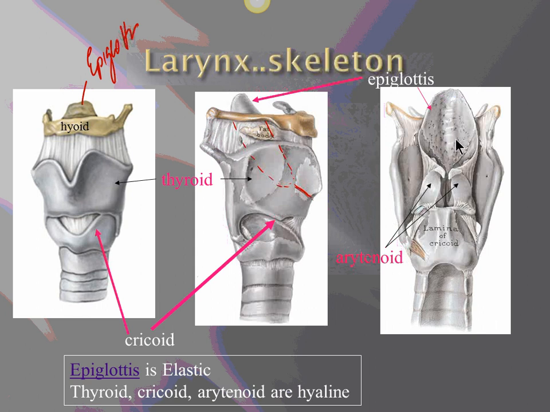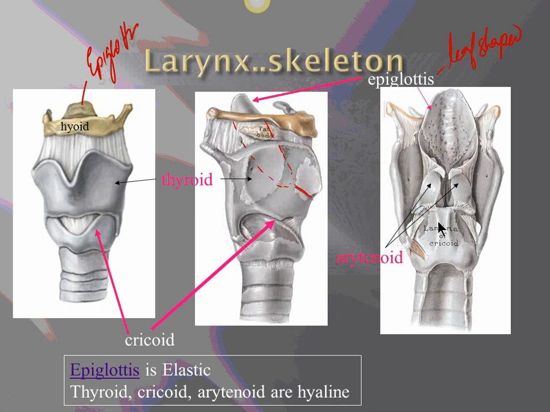So it's a leaf-shaped cartilage. It looks like a leaf. So leaf-shaped cartilage. And you can see this part here is the inlet of the larynx. This area here is the inlet of the larynx. So you can see it's right in front of the inlet of the larynx. It kind of closes down like a lid.